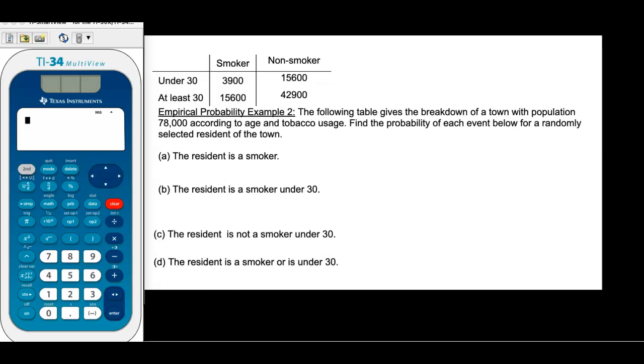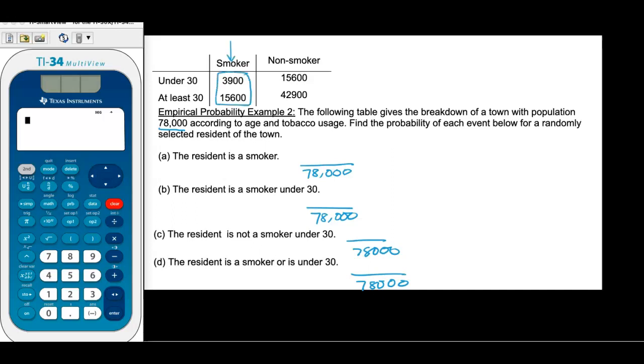So the following table gives a breakdown of a town with a population of 78,000 people according to age and tobacco usage. Find the probability of each event below for a randomly selected resident of the town. So we can right now, before even looking at these specific questions, already put 78,000 in the denominator for all of these. So let's go back to the first one. What's the probability that the resident was a smoker? And so the smoker is this entire column.